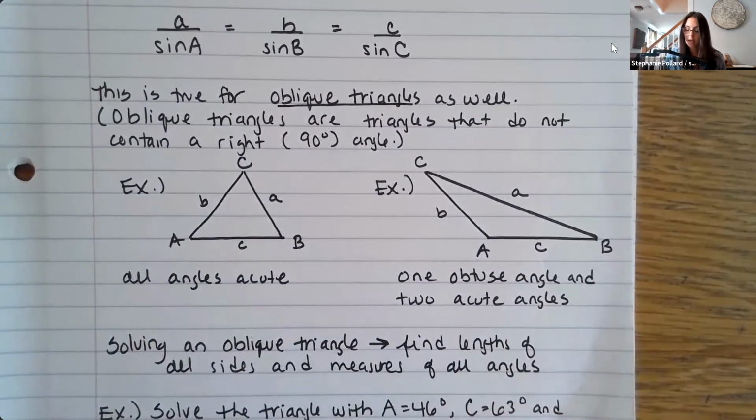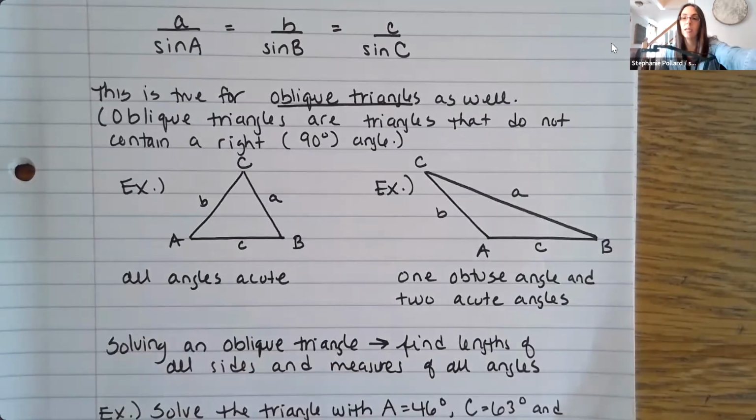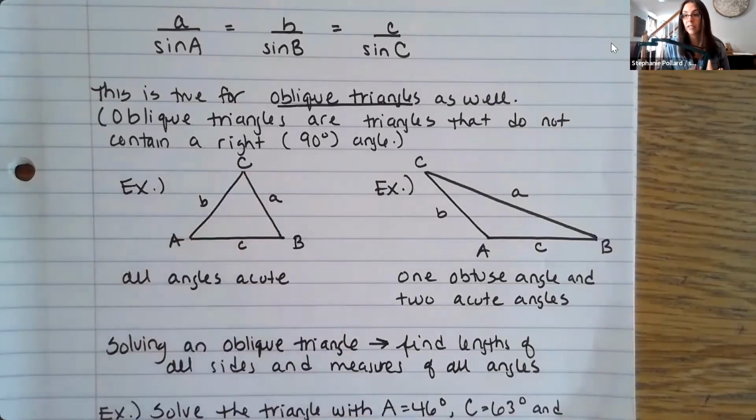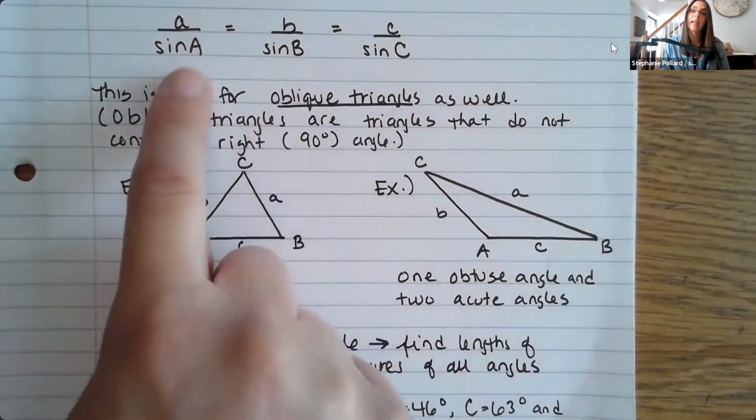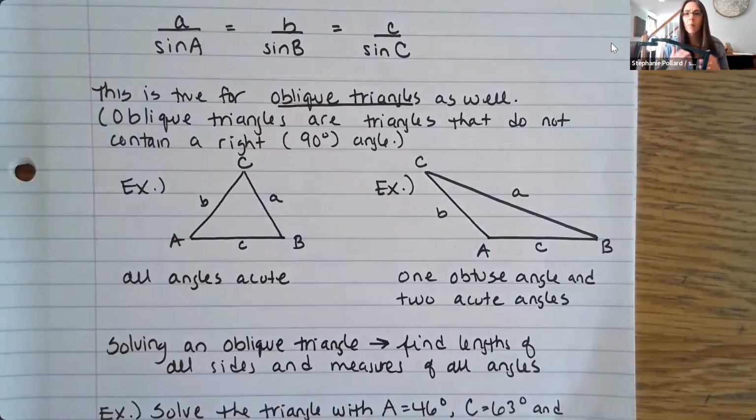Now, to solve an oblique triangle, it's the same definition of solving a triangle. It just means to find the lengths of all sides and also find all the angles. The nice thing with triangles is you also want to remember that your angles always add up to 180 degrees. That remains true for all kinds of triangles. So we're going to use that idea a lot here to help us. And then we're also going to use the law of sines to help us find, particularly, missing sides, but we can also do it with angles as well.